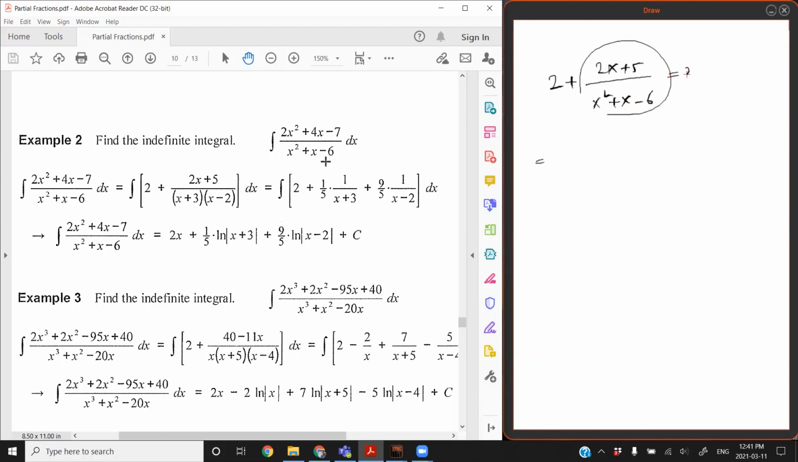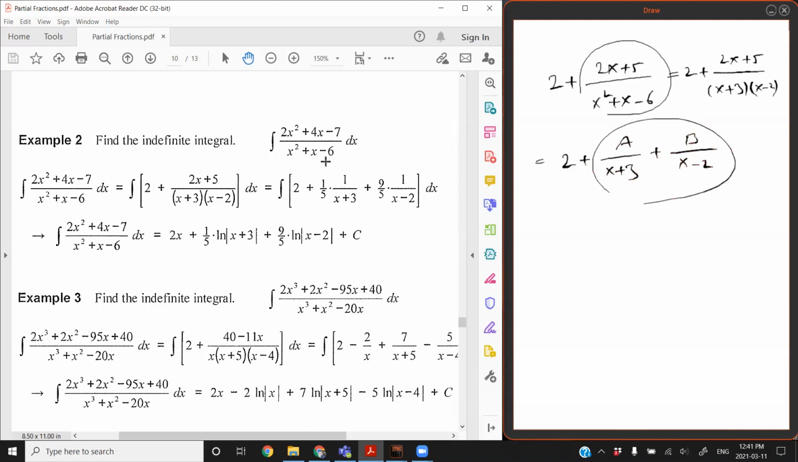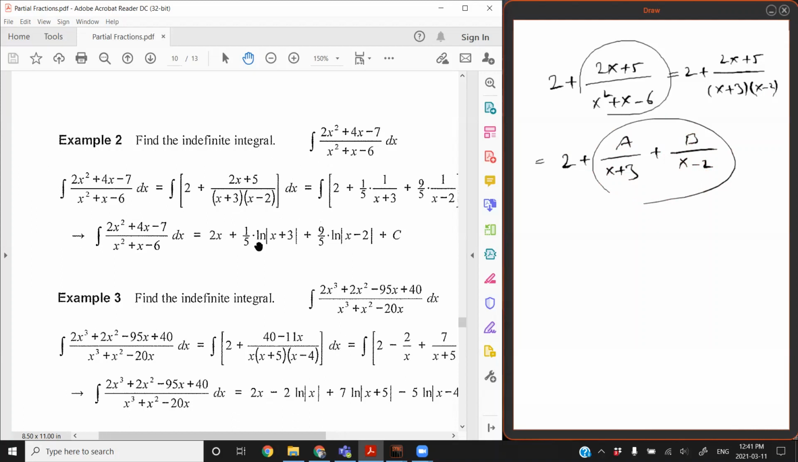And if you realize that this is case 1, because the bottom can be factored into x plus 3 and x minus 2, then you know that you can write this as 2 plus a over x plus 3 plus b over x minus 2. Then you find a and b and the rest of the story. Is this clear?